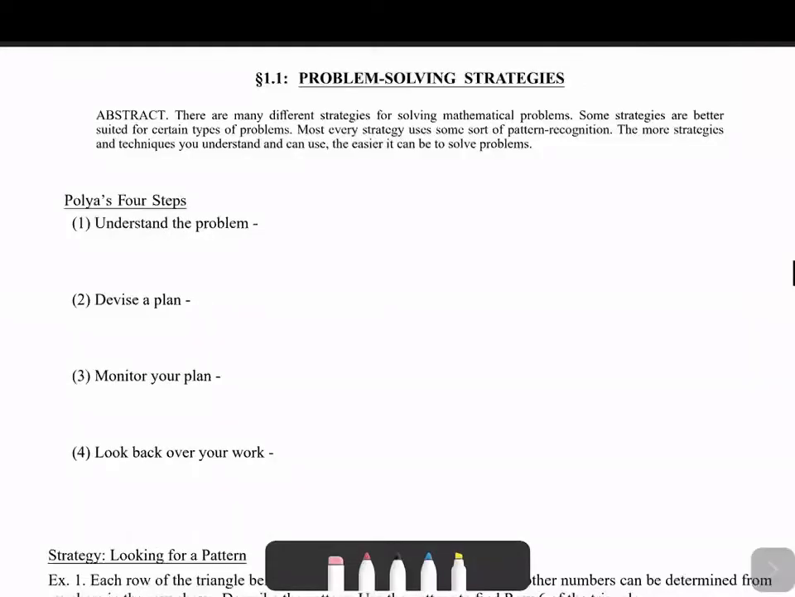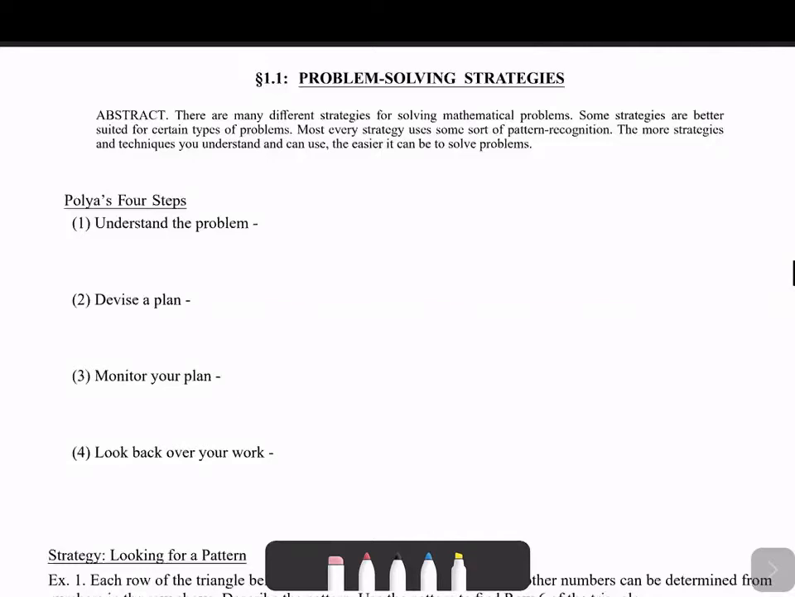Hi everyone, this is the first video for this course, which is in Chapter 1, Section 1 over problem solving strategies. So if you're at this video, I will have assumed that you have already read Section 1.1 in the book, either a physical textbook or the e-textbook on WebAssign. So if you have not read the first section, please go back and do that.